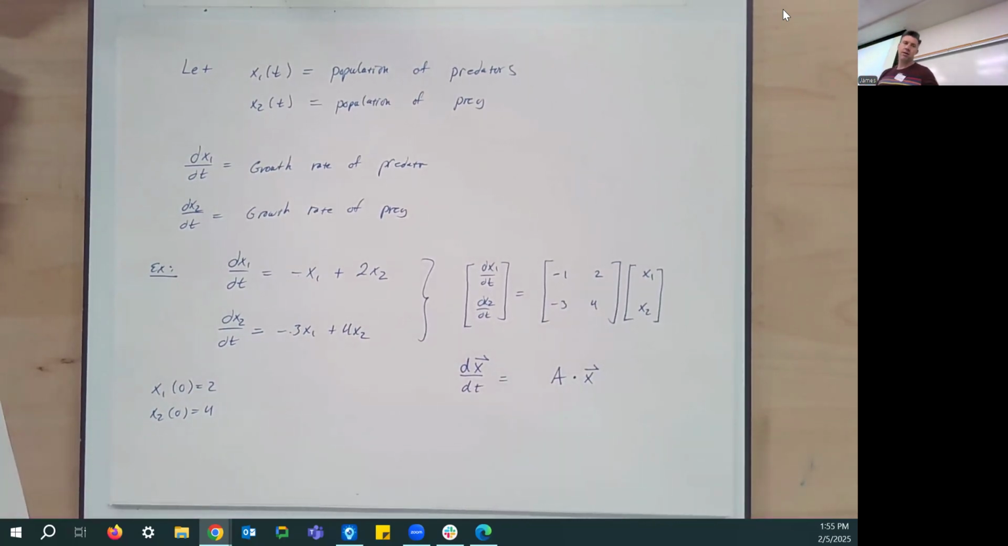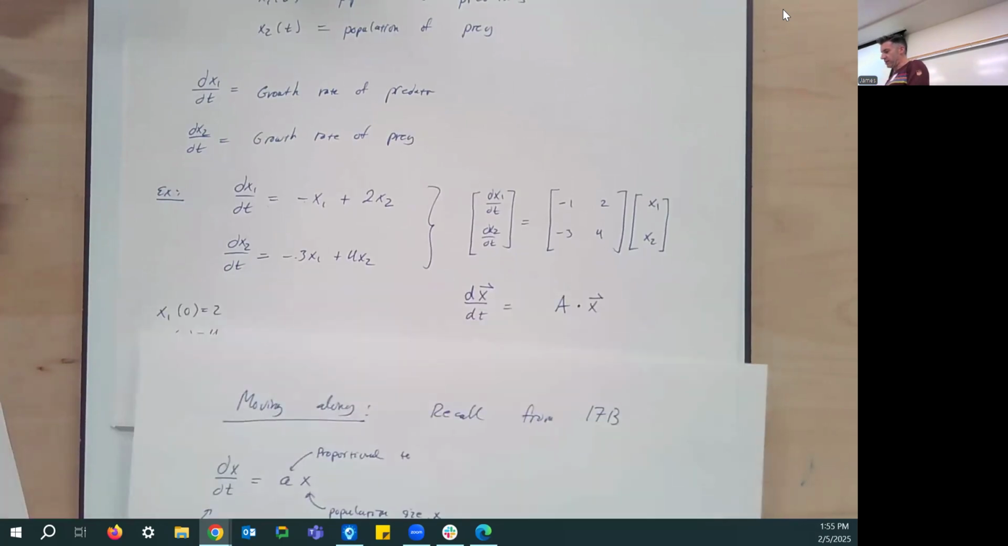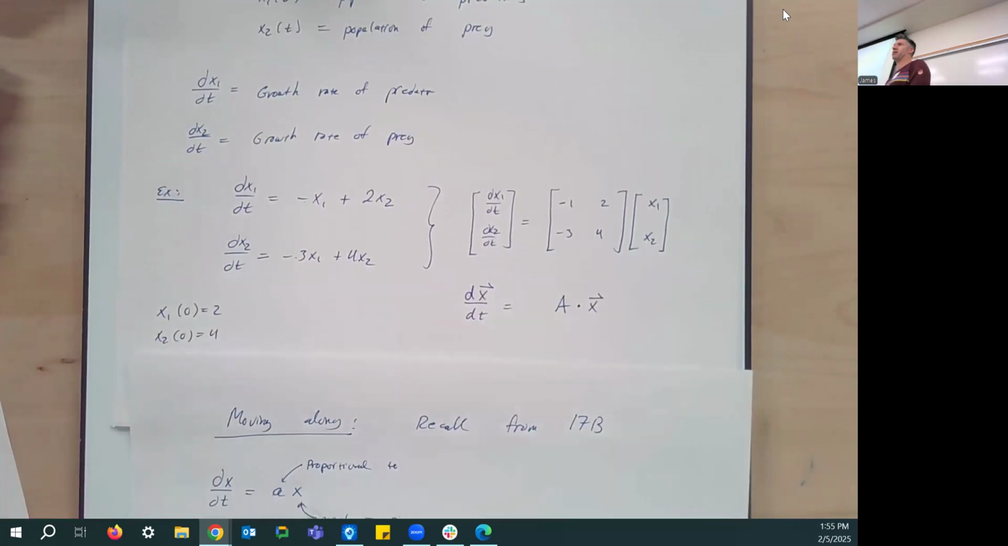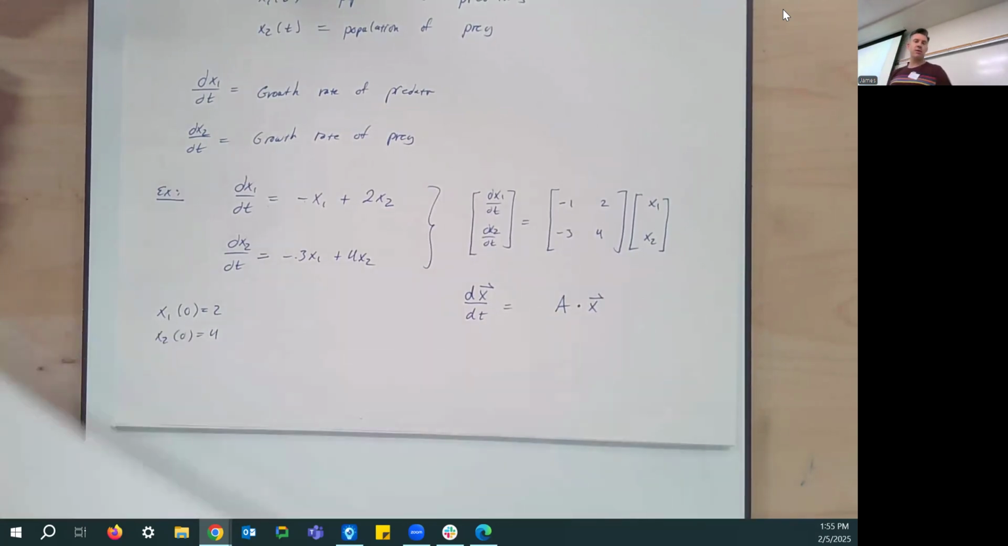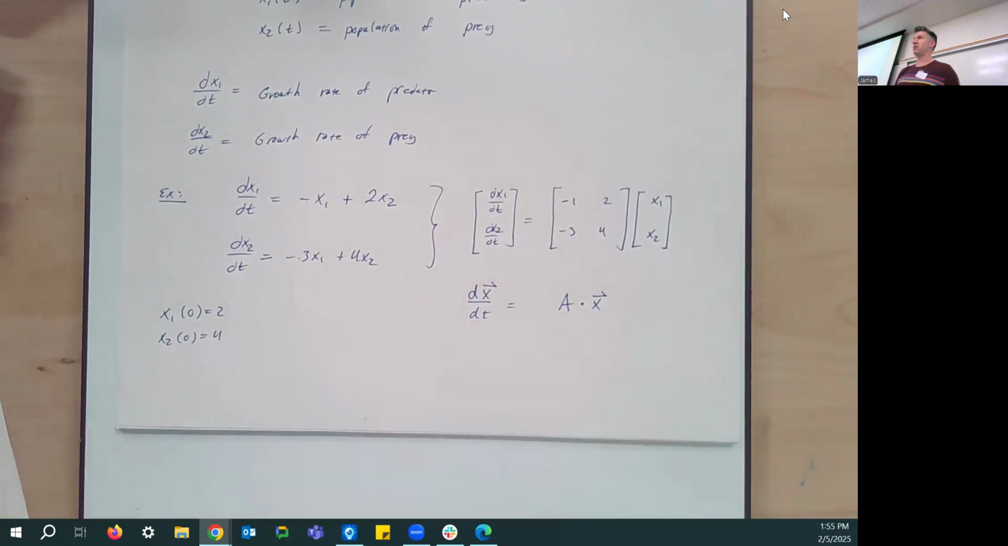Hey, that looks kind of familiar. That looks a lot like the derivative of x is equal to A times x. And they look familiar for good reason. They have similar solutions. The problem here is that you can't really just say that the solution is a constant times e to the At, because there's not a good interpretation of what e to a matrix would be.